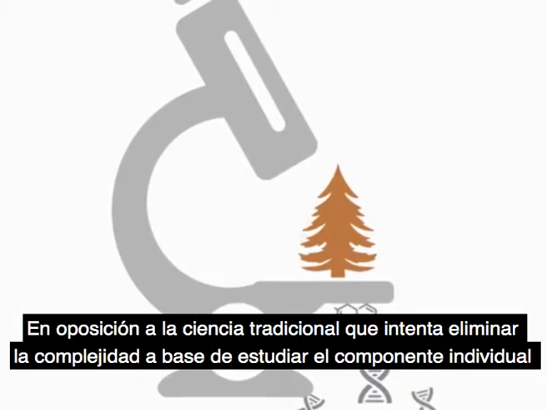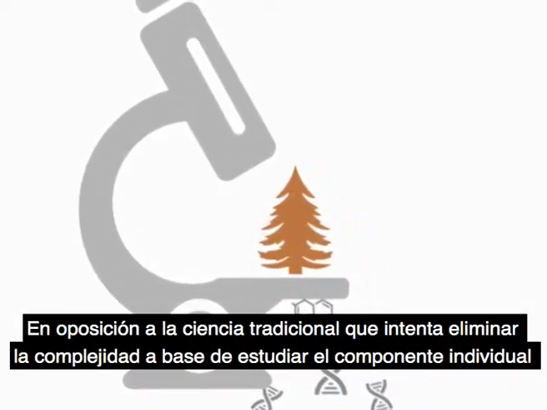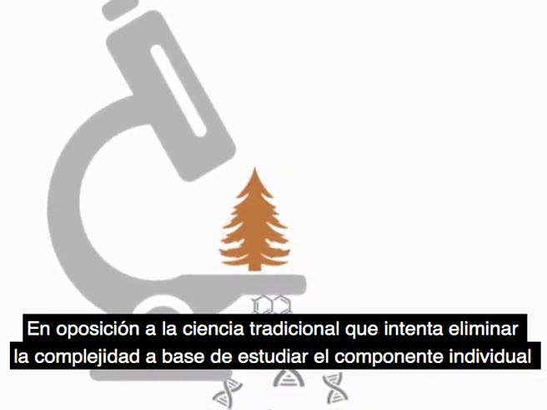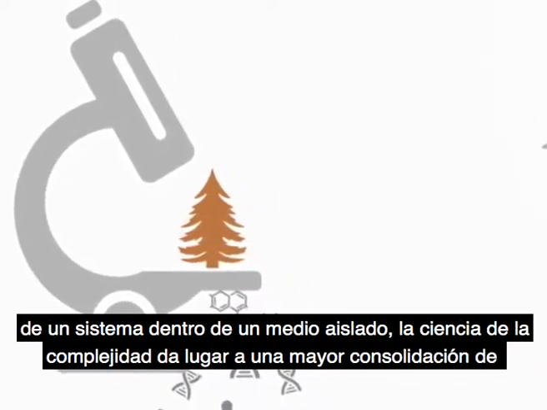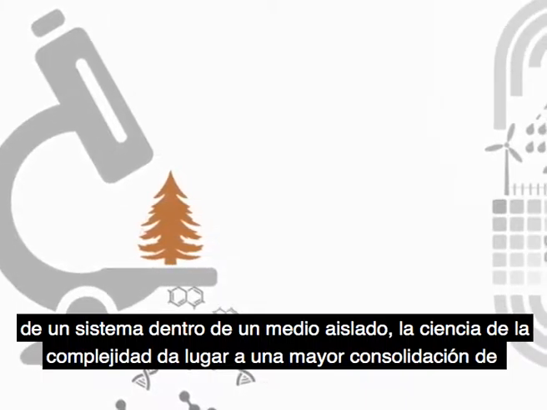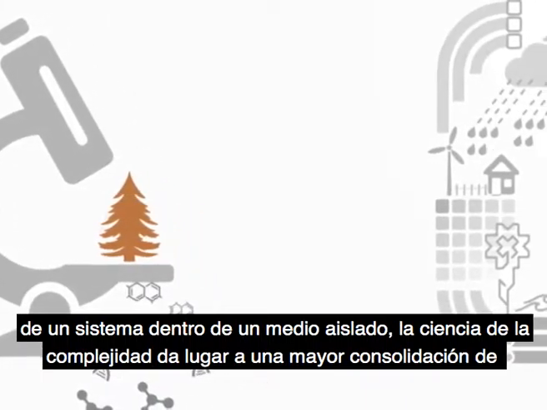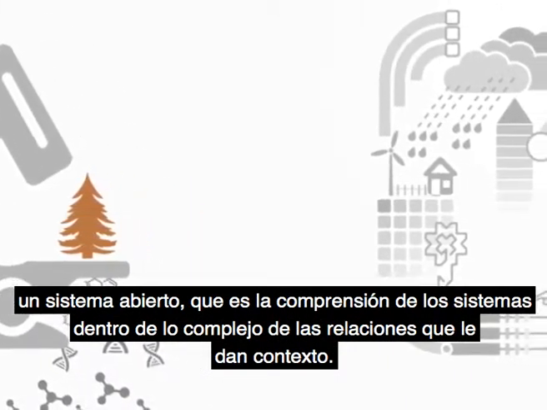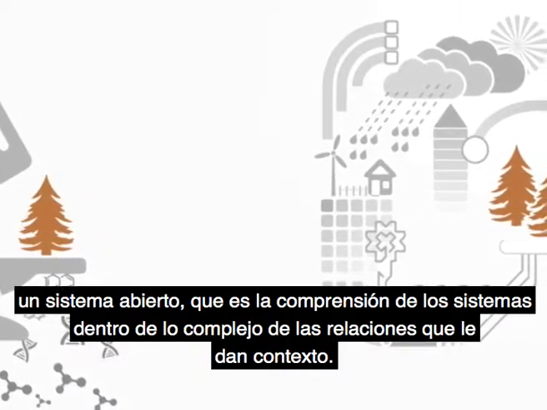As opposed to traditional science that tries to eliminate complexity by studying the individual components of systems in an isolated environment, complexity science places a greater emphasis upon open systems, that is, understanding systems within the complex relations that give them context.